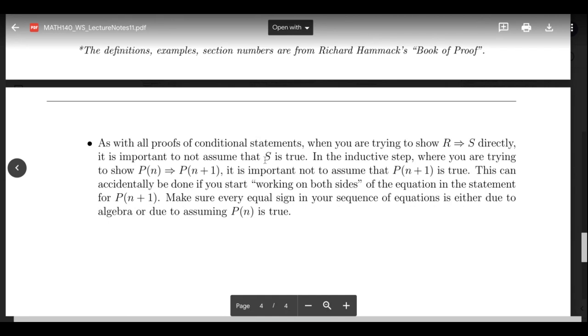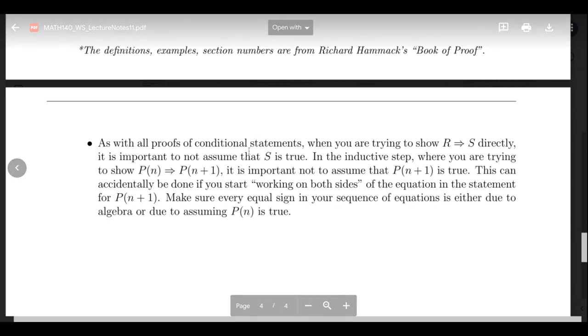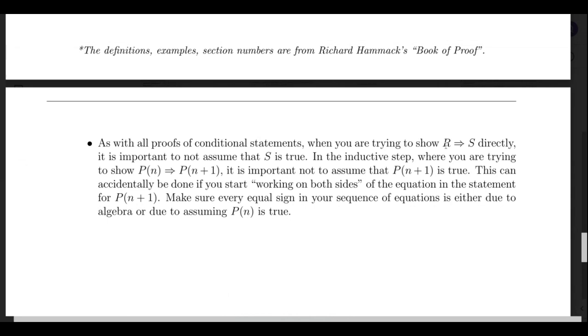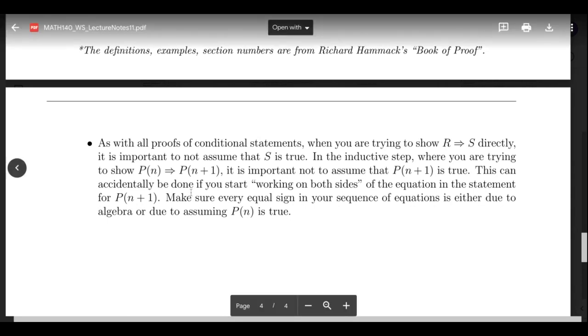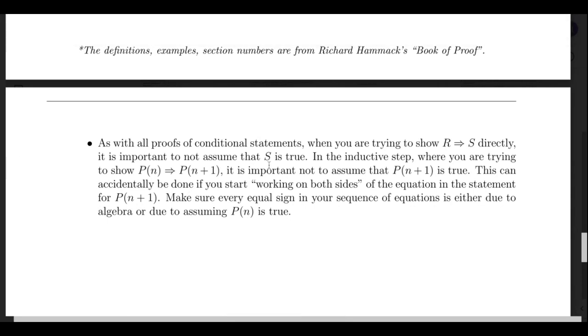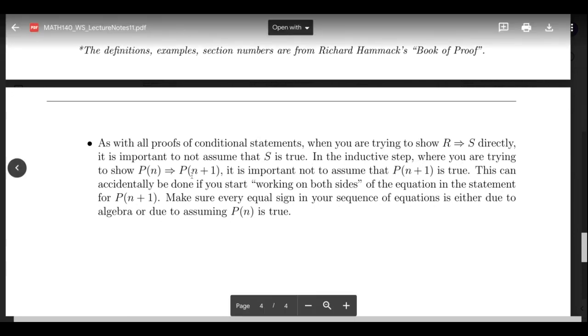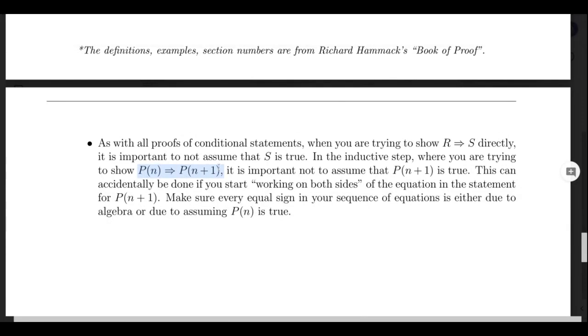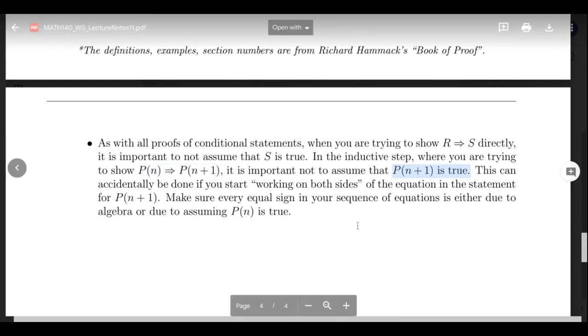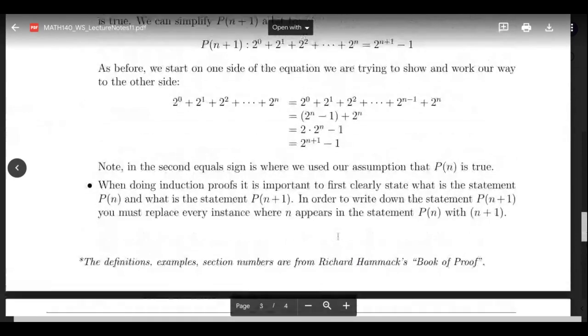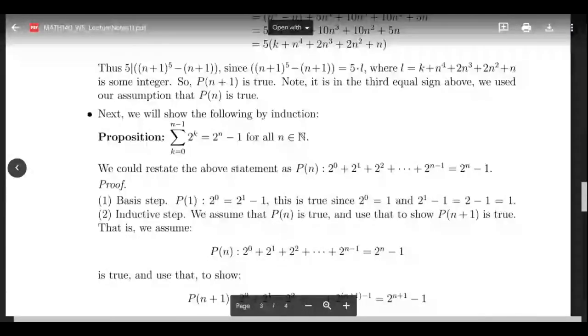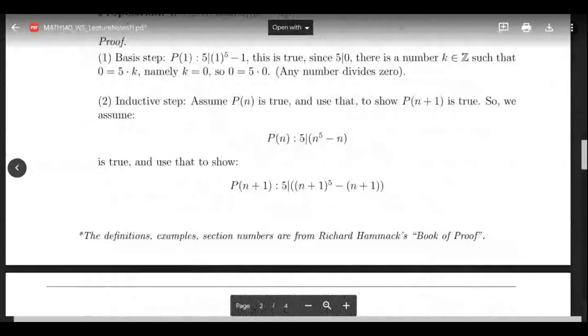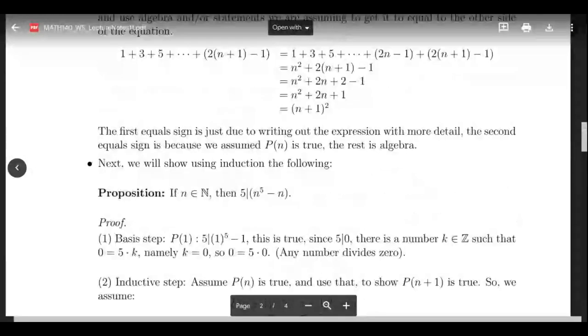Okay, let's read the remark here. As with all proofs of conditional statements, when you are trying to show R implies S directly, it's important not to assume that S is true. In the inductive step, where you are trying to show P of n implies P of n plus 1, it's important not to assume that P of n plus 1 is true. I see. Okay, this is not important. So any questions? So 3 steps, right?